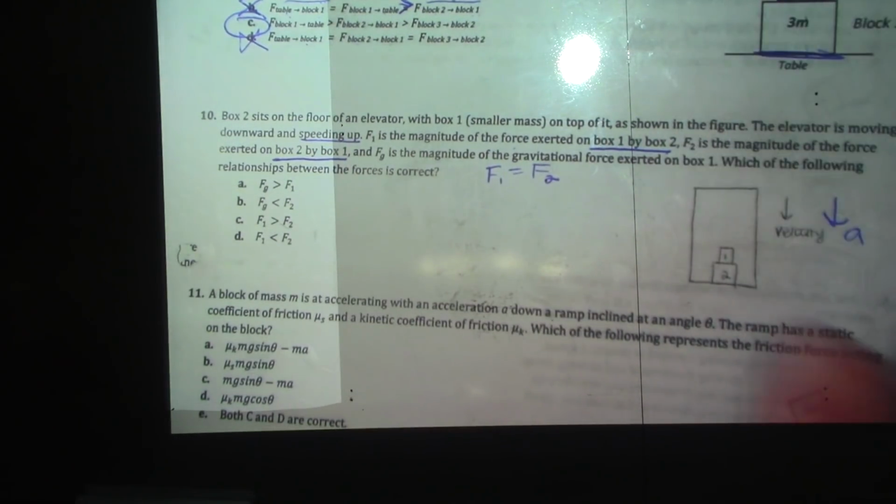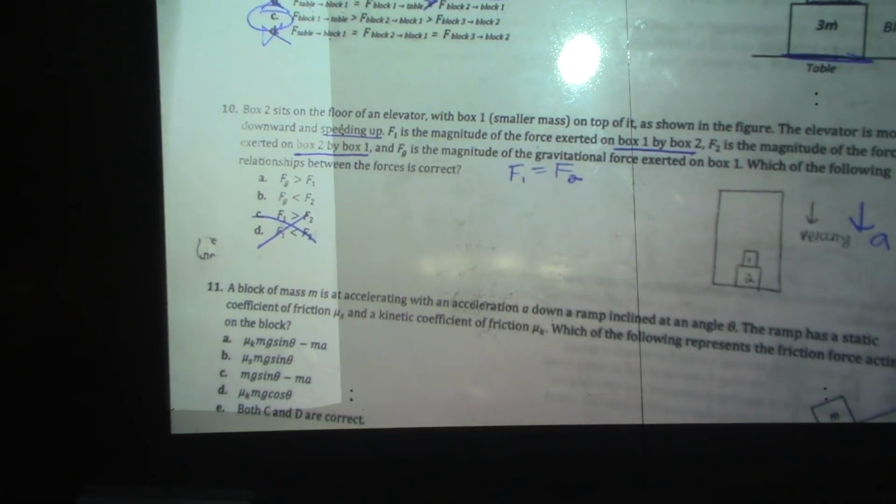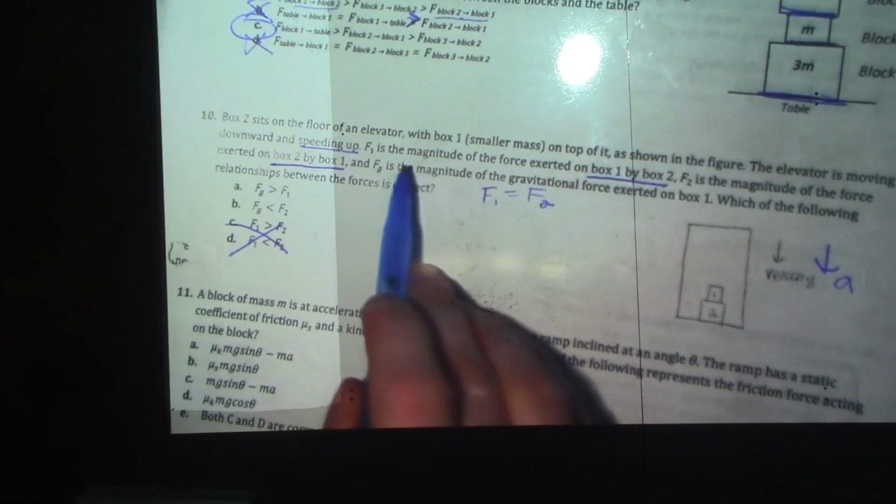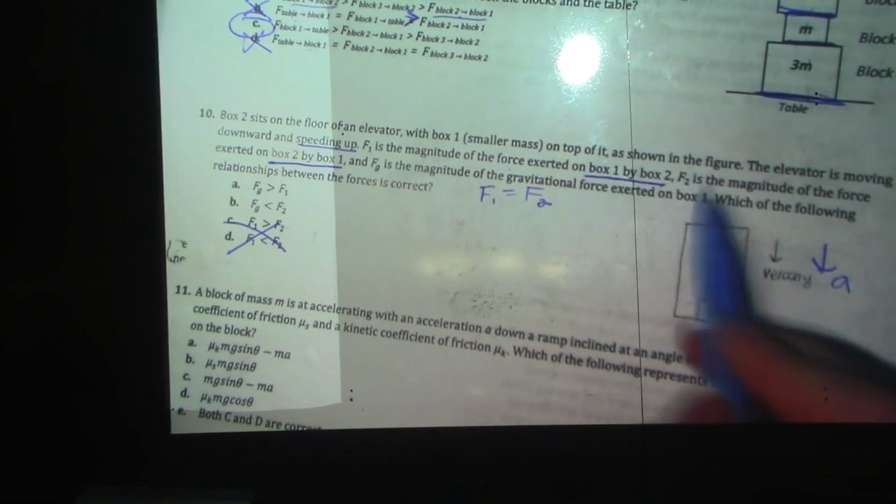So 1 on 2, 2 on 1, these 2 have to be the same. F1 has to equal F2 because they are a pair. It doesn't matter if they're accelerating, they are a pair. So I can already cross off C and D because those 2 have to be equal to each other. And then now we're just looking for what does FG have to do with it. Is it more or less? So it tells me FG is the magnitude of the gravitational force exerted on box 1.